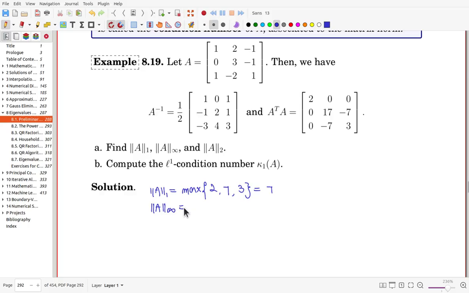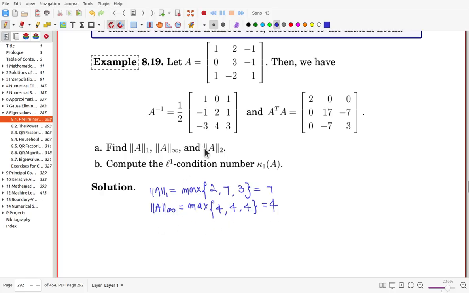A infinite norm, maximum norm, is now horizontal summation for A. First row will make a 4. Second row, again 4. And the final row, again 4. You have to add the entries after taking absolute value. 1 plus 1 plus 2 is 4, 0 plus 3 plus 1 is 4, 1 plus 2 plus 1 is again 4. So the maximum is 4, right?